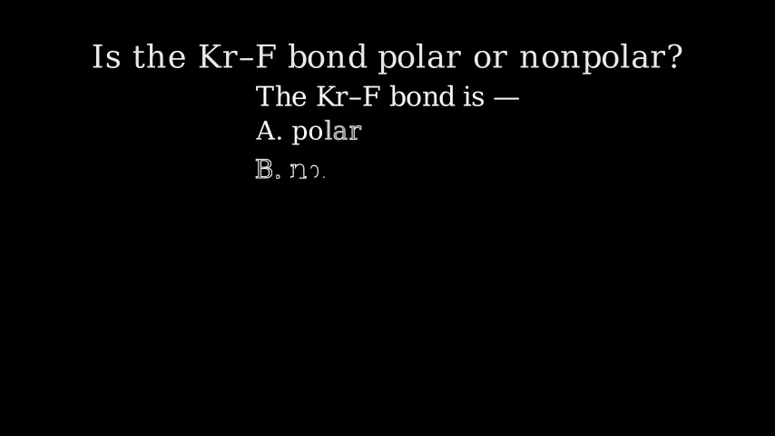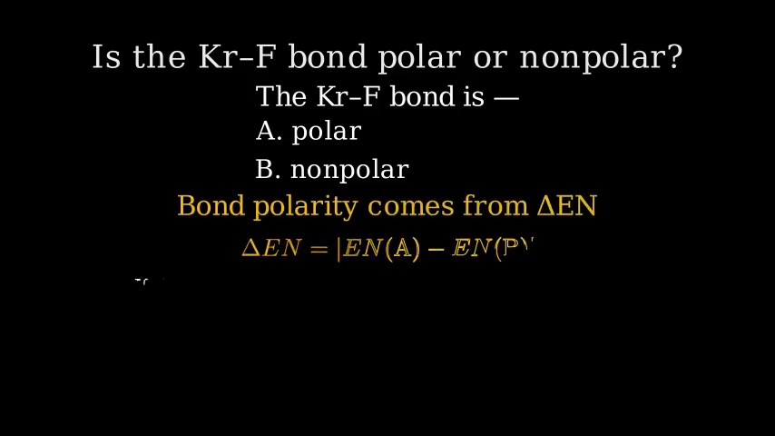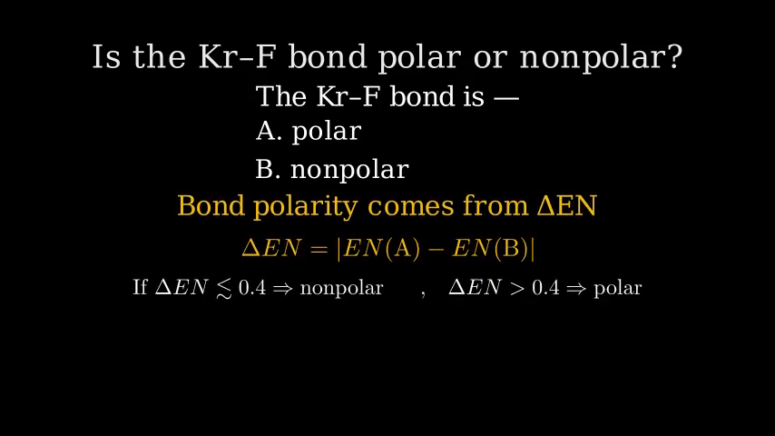In this lesson, we will decide whether the krypton-fluorine bond is polar or nonpolar. We will use the idea of electronegativity and the difference in electronegativity called delta En. A bond is polar when the two atoms pull on the bonding electrons unequally. That happens when the difference in electronegativity, delta En, is not small.